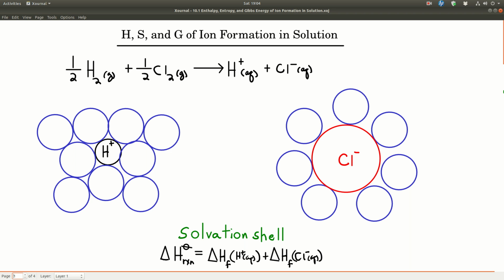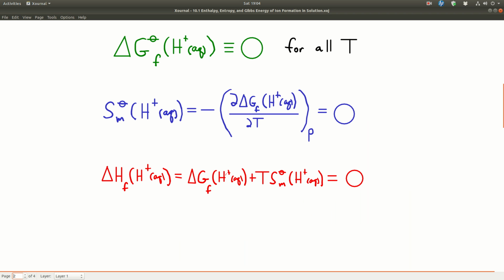The delta H of reaction under standard conditions for this is the delta H of formation of the hydrogen ion plus the delta H of formation of the chloride ion, both aqueous. Minus the heat of formation of hydrogen and chlorine, but those are both elements in their standard states, so the heat of formation of both of these is defined as being 0, so it doesn't appear down here.